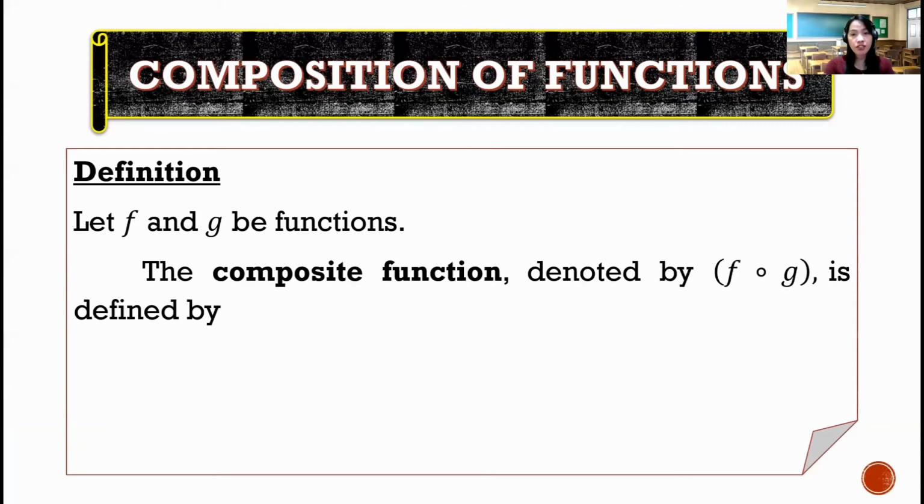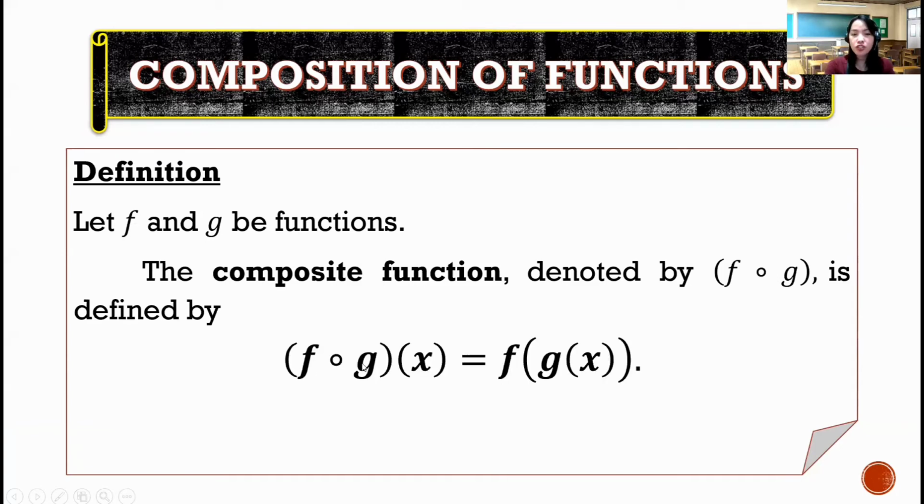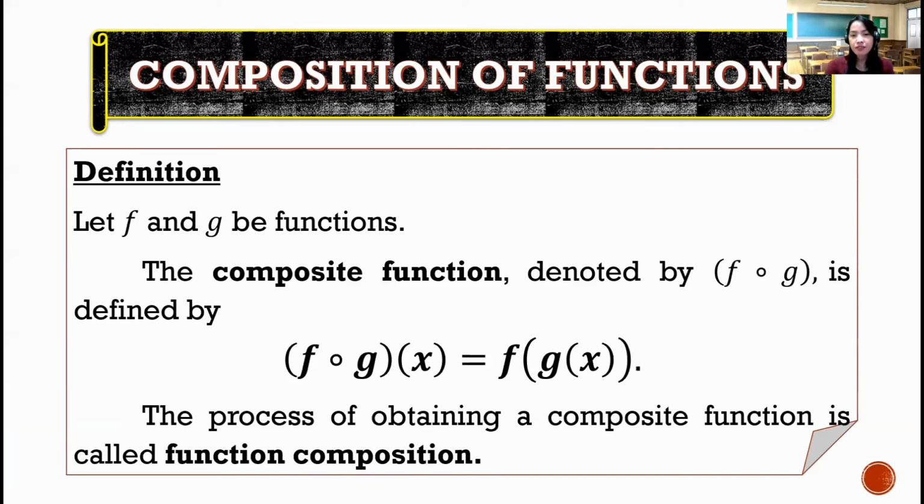The composite function denoted by, this can be read as f of g, is defined by f of g of x that is equal to this symbol. Again, this can be read as f of g of x. When we say composite function, it is created when one function is substituted into another function. The process of obtaining a composite function is what we call function composition or composition of functions.